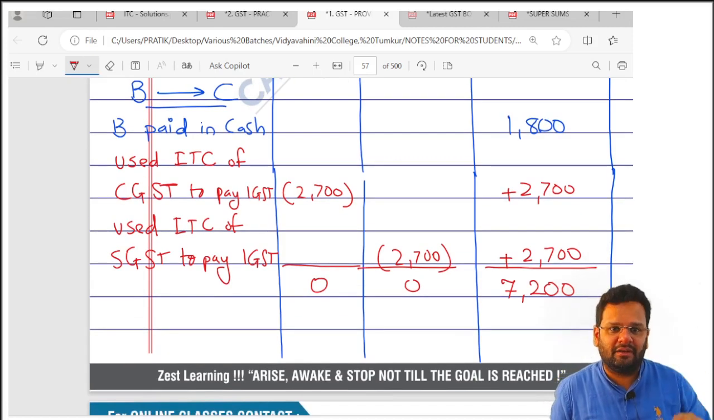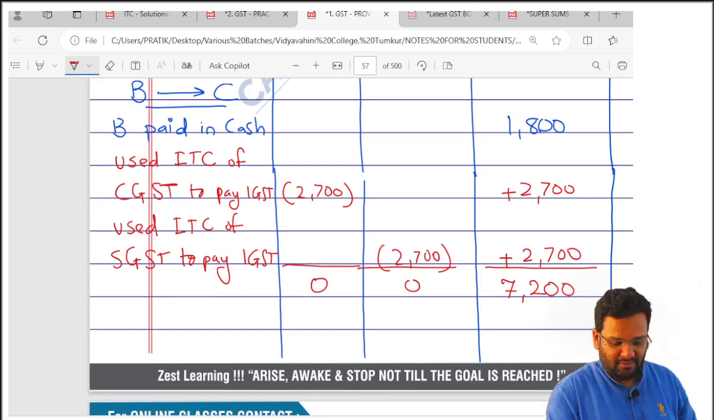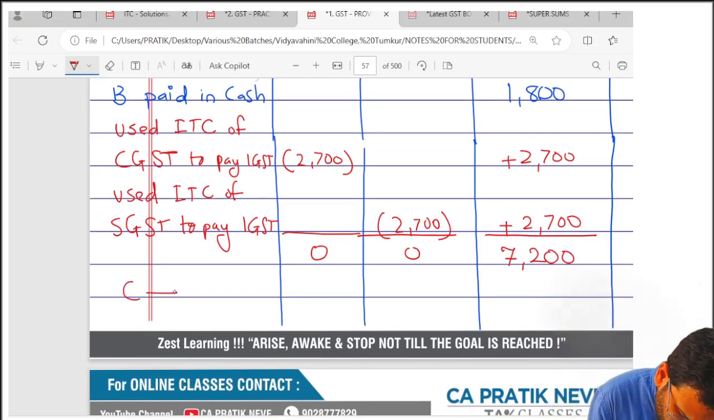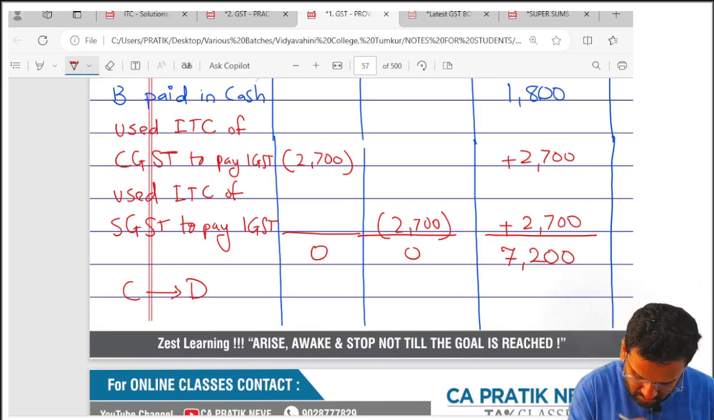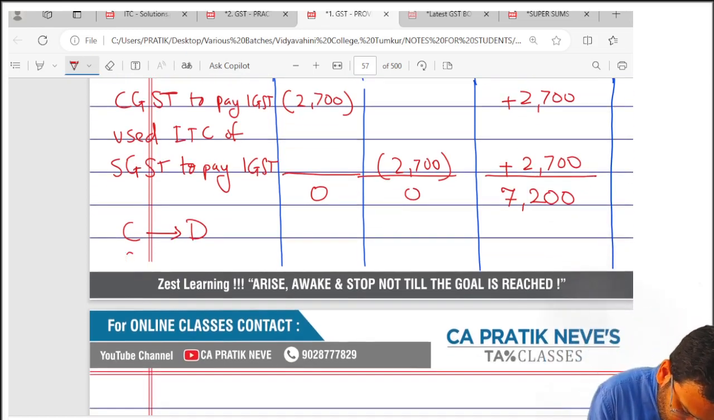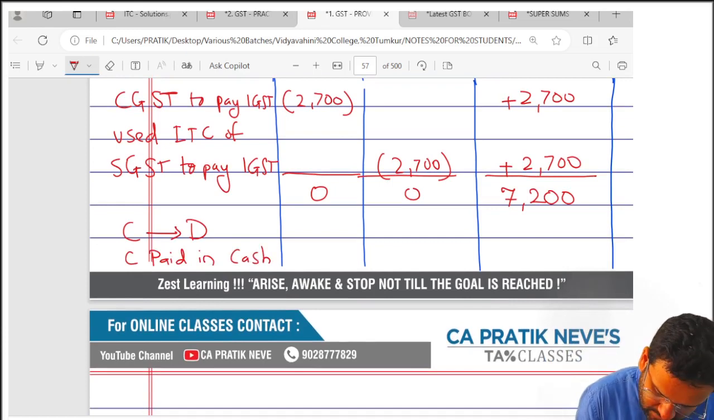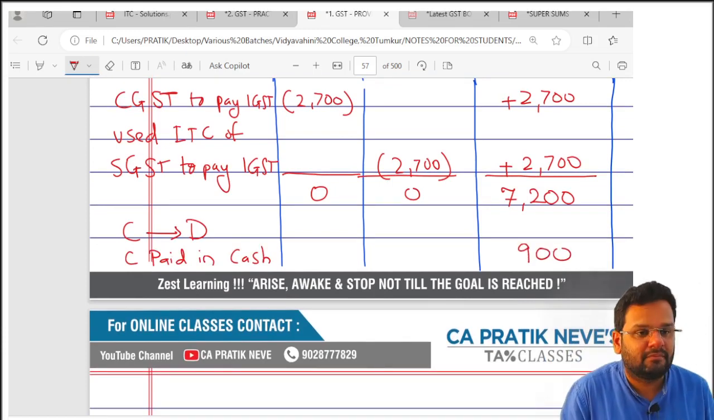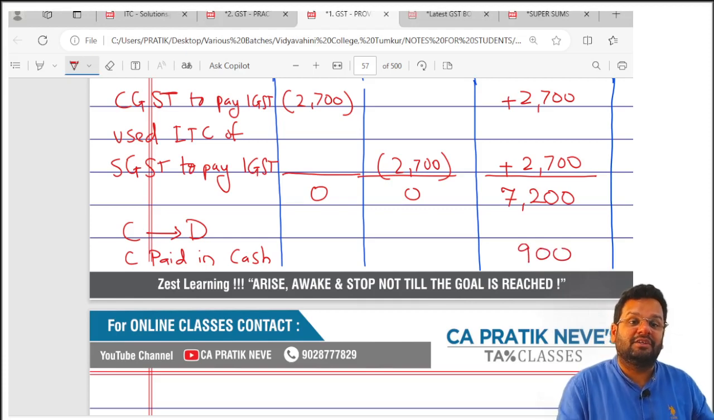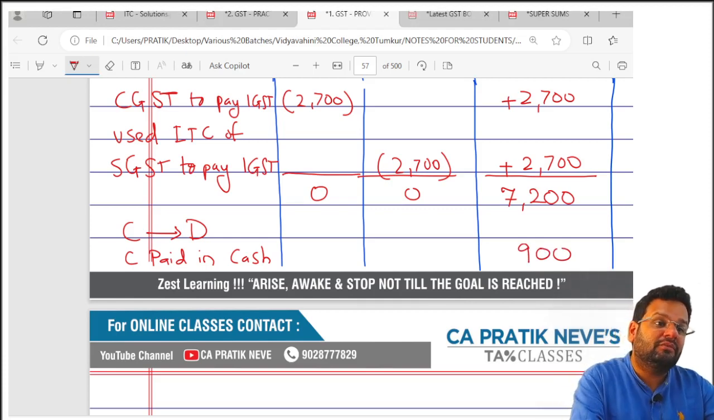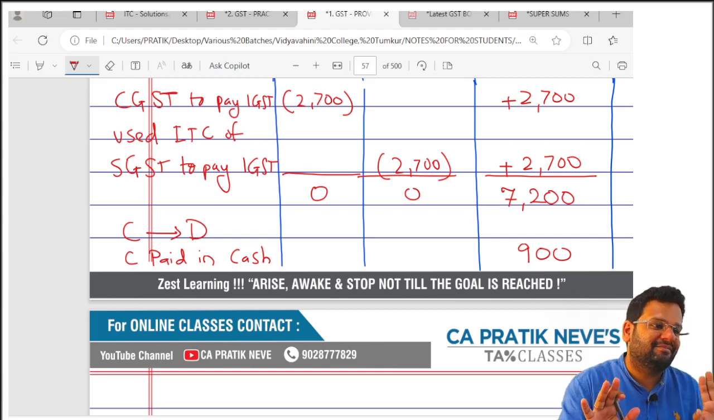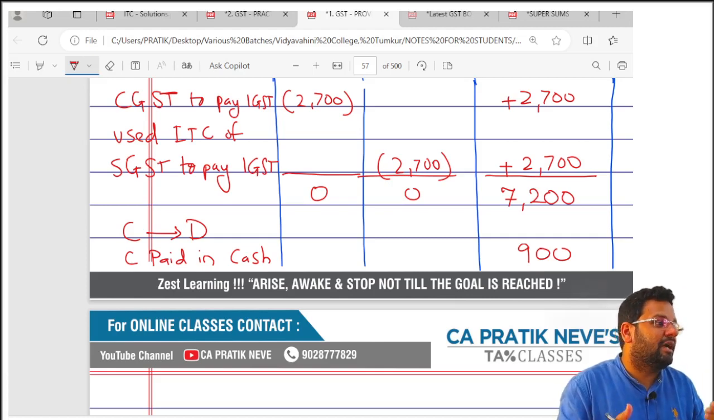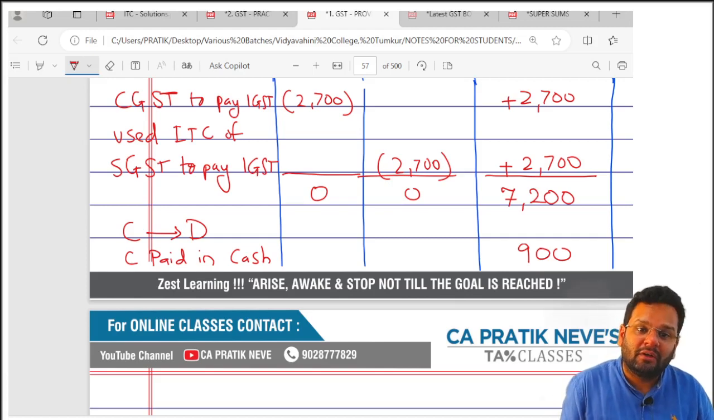Now, but that is not the end. That is not the end because C sold to D. When C sold to D, what happened? How much did C pay in cash? C paid in cash 900. But C utilized ITC of IGST to pay output tax of IGST. C used ITC of IGST to pay output tax of IGST.